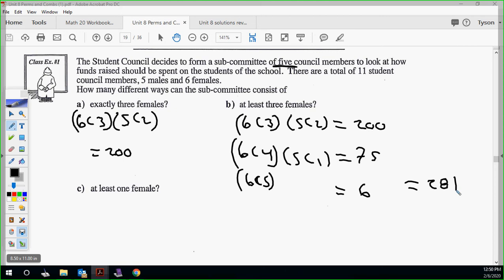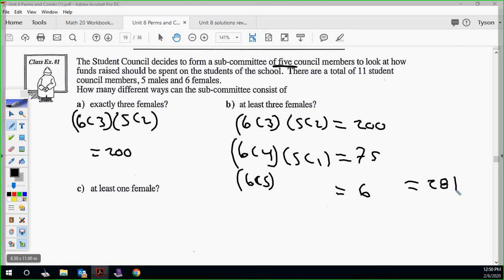Now, I did at least 3. So we could do 2 and 1 and then add it to 281, but what's a faster way for at least 1 female? Tricky. Yeah, you can do subtraction. You can find all the ways to pick people for the council, and then subtract having no females, because no females is the only problem. You could do that if you'd like.